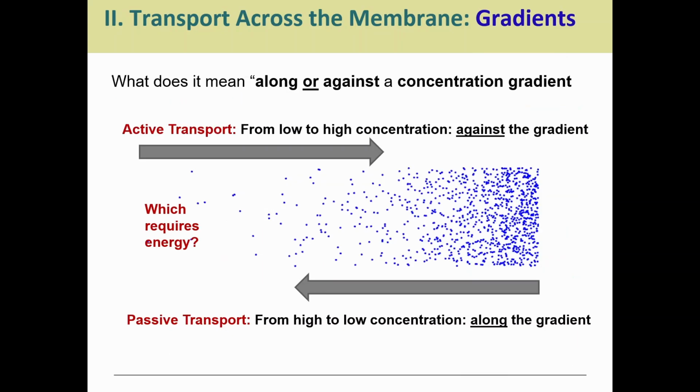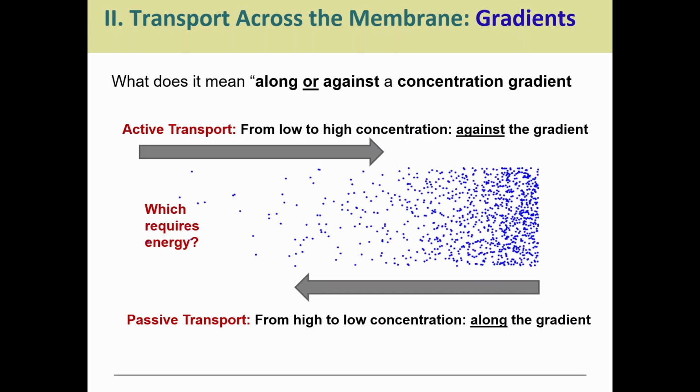So again, what does it mean for along or against a concentration gradient? So this has to do with, are we going from low to high or high to low? Passive transport along the gradient is from high to low. This is because it's easy to go from high to low because we're basically going to just spread out until everything is equally dispersed, right? So we're moving towards equilibrium, which will naturally occur.